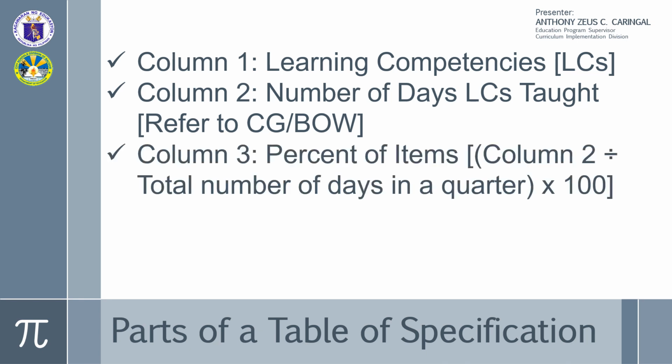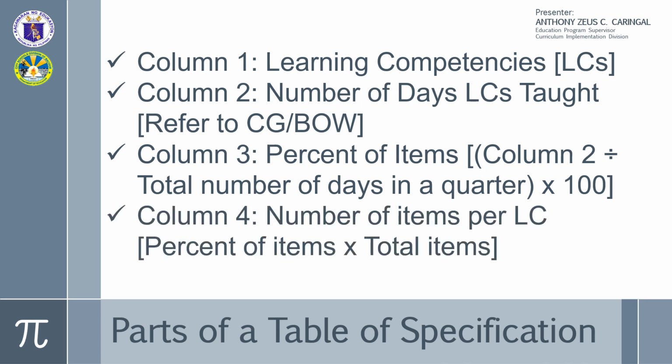Next, column three, percent of items. So how do we get it? Column two, that's the number of days taught, divided by the total number of days in a quarter. The total number of days, we have 40, then we have to multiply the quotient by 100.